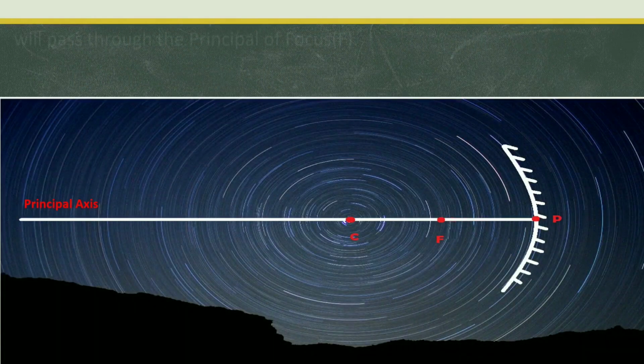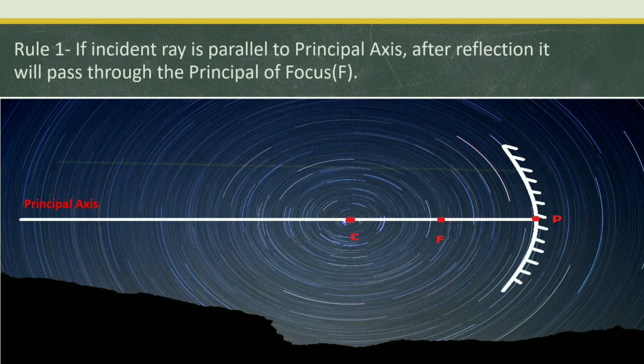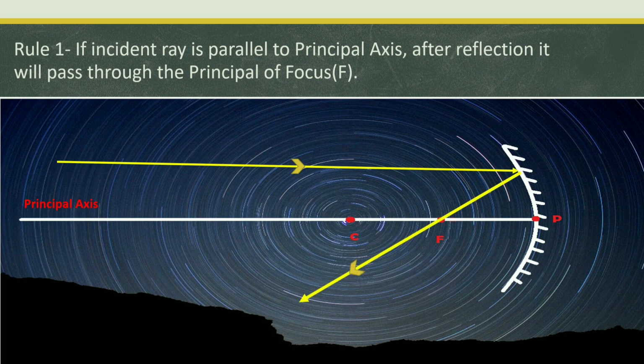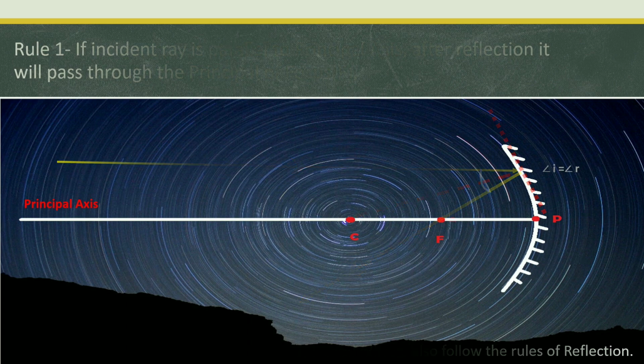Rule number 1. If the incident ray is parallel to the principal axis, as you can see in the given figure, after reflection, it will pass through the principal focus. If we draw a tangent at the point of incidence, the center of curvature is perpendicular to it, making the angle of incidence equal to the angle of reflection, and proving that spherical mirror follows the rule of reflection of light.